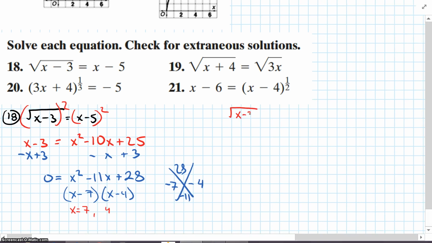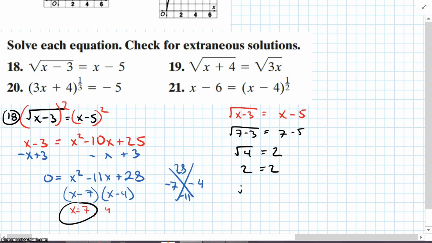Well, let's look real quick. The square root of x minus 3 equals x minus 5. So let's plug in 7 first. That's going to be the square root of 7 minus 3 equals 7 minus 5. Square root of 4 equals 2. 2 equals 2. So 7 works. So let's check out 4. We really don't have to, but the square root of 4 minus 3 equals 4 minus 5. 1 does not equal negative 1, so 4 does not work. So for number 18, x is equal to 7.